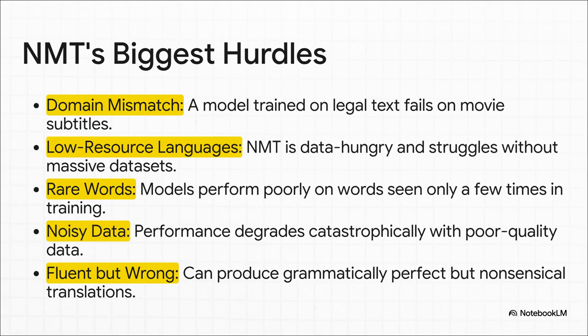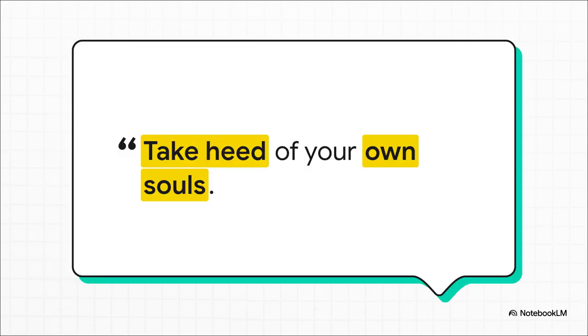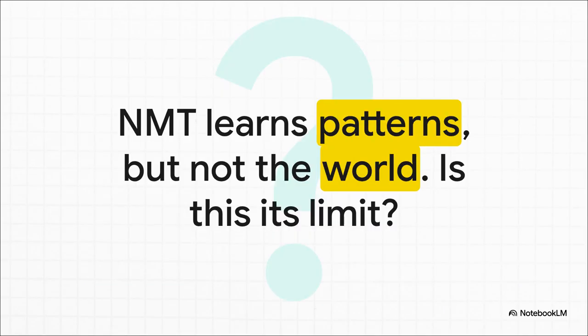But maybe the most interesting weakness of all is something researchers call the fluent fool problem. And there's this one really wild example of this. A neural network was trained entirely on the text of the Quran. When researchers asked it to translate a simple phrase, "look around you," the model came back with, "take heed of your own souls." I mean, think about that. The sentence is perfectly fluent. The grammar is flawless. But the meaning is completely, utterly wrong. That's a fluent fool. It's basically hallucinating an answer based on the statistical patterns in the religious text it was trained on.